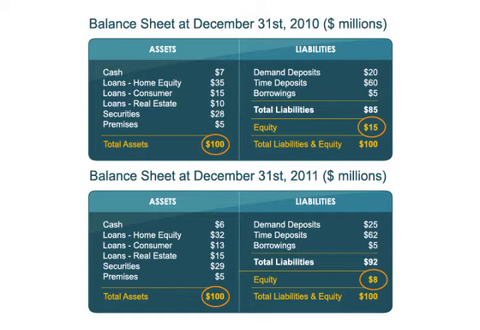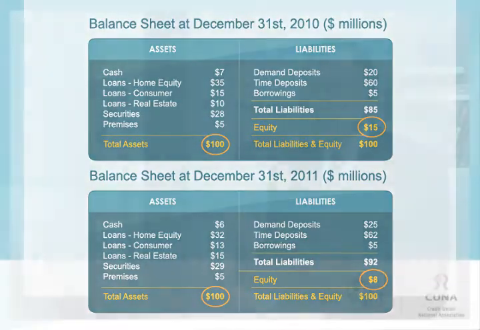Equity is capital. And in the first example at the top, the equity is 15 million, the total assets is 100 million, and the simplest ratio, the leverage ratio here, is 15%. The same institution 1 year later has the same asset size, however the mix of products and the mix of equity to liabilities is different, and now we have a leverage ratio of only 8%. The risk involved here is greater in the second year.